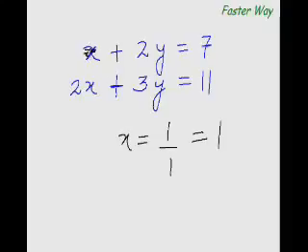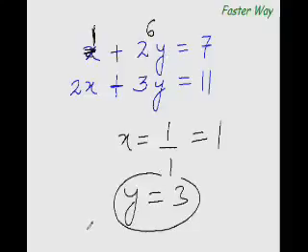So I'll prefer this equation, so I'll put 1 here. Alright. Now you know that 1 plus something equal to 7. So you know that it is 6. 1 plus 6 equal to 7. So 2 times what equal to 6? 2 times 3 equal to 6. So y equal to 3, and there you have solved the equation.